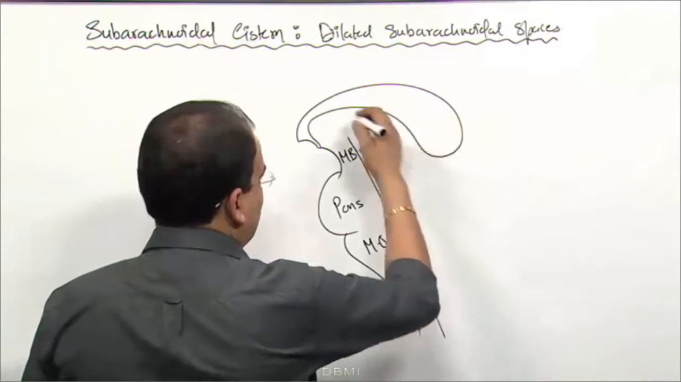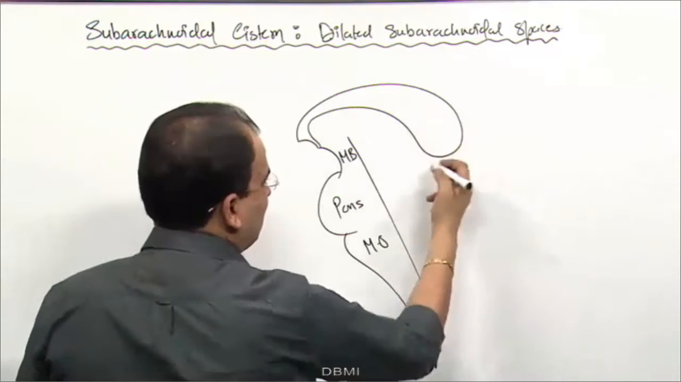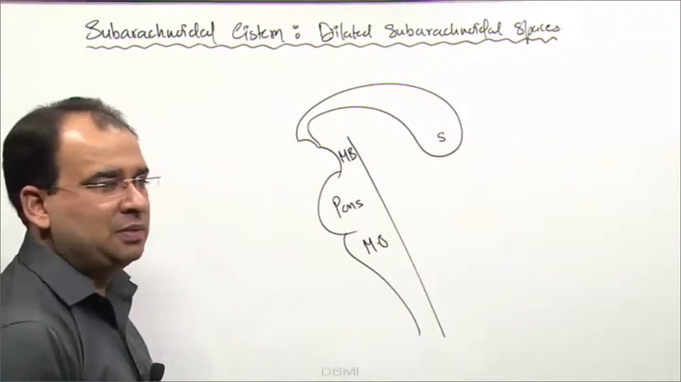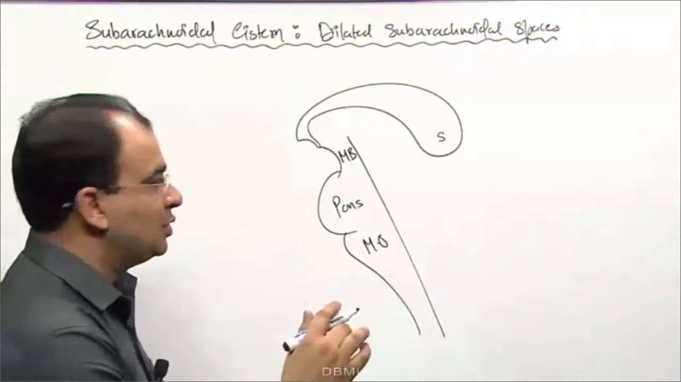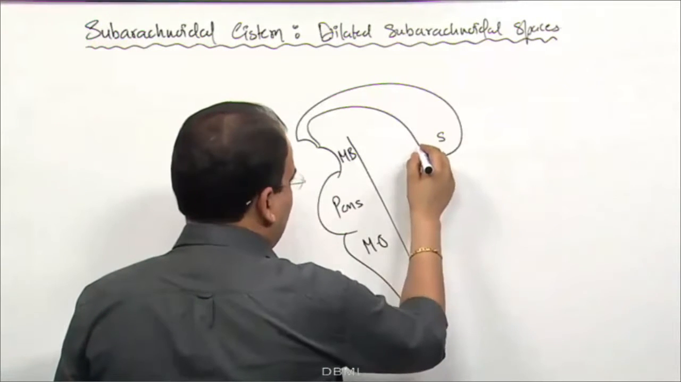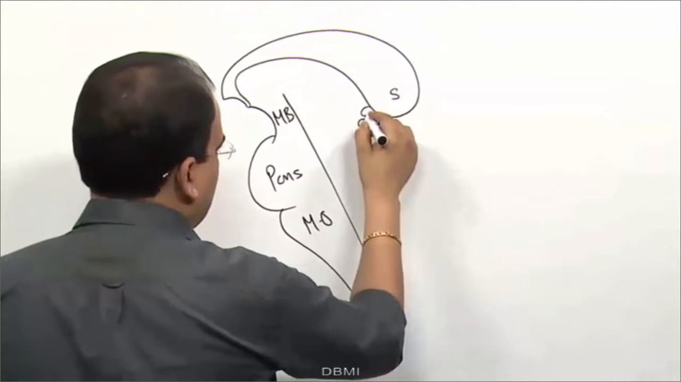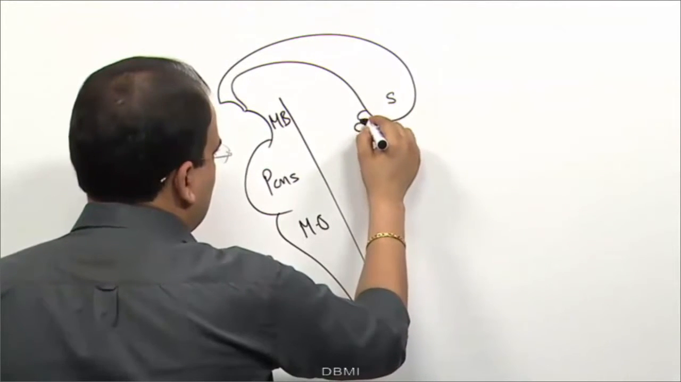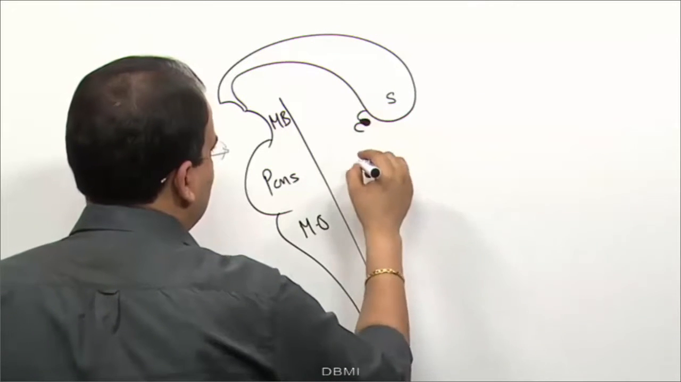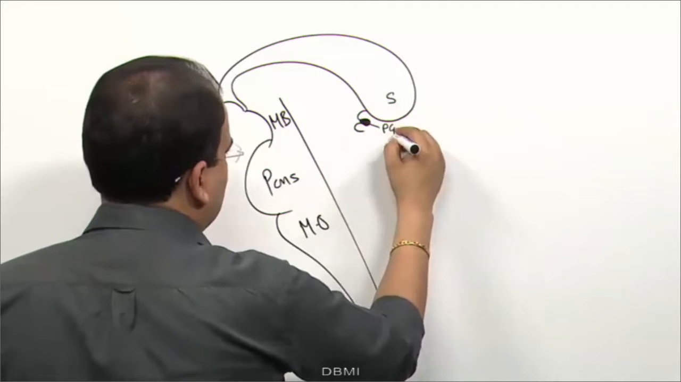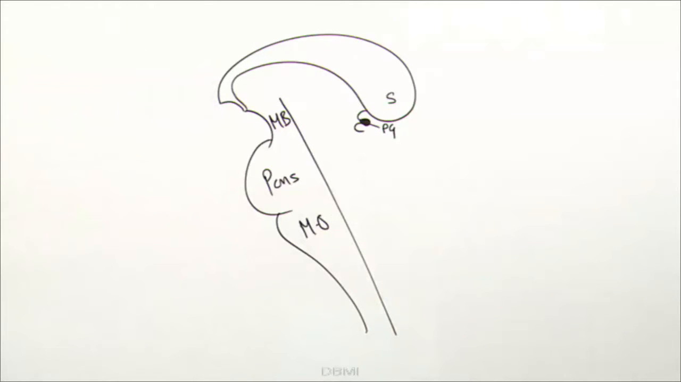Now this portion of the corpus callosum is called the splenium. I am just writing S here. This is the splenium of the corpus callosum, which we will talk about in the corpus callosum. Now below the splenium of corpus callosum there is a gland, that is pineal gland. So below the splenium we have a gland, that is pineal gland. I am writing this PG here, pineal gland.